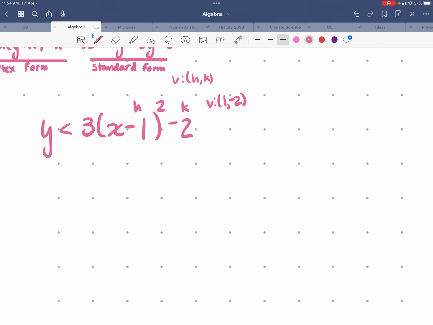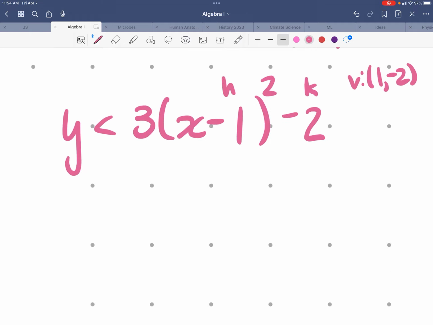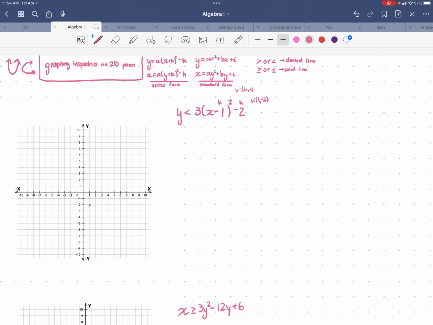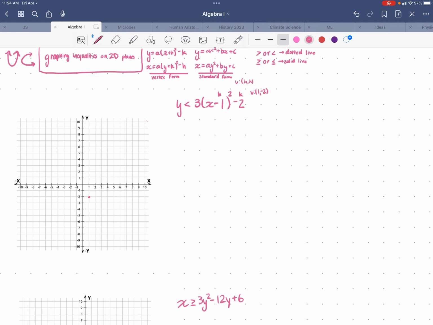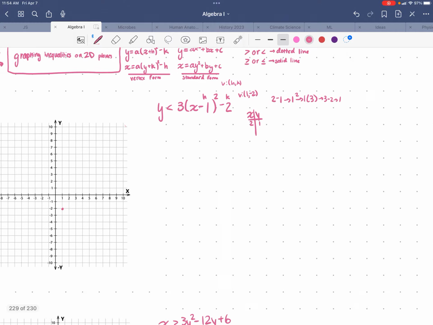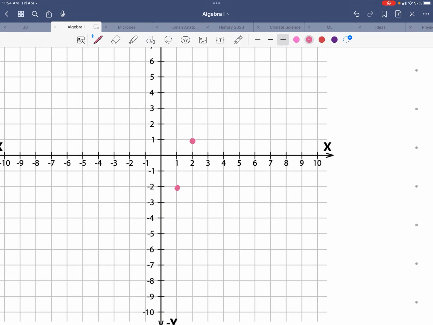And that is done. And how we will know which way our parabola will be facing is that a is positive and our equation is quadratic in the x. So therefore, this means that our parabola will be facing upwards. So now let's graph. I'll choose 2 for my x. Let's choose 2 minus 1. It's 1 squared. 1 times 3, 3 minus 2. We get 1. So our second point is (2, 1). And now we see that our theory is correct.